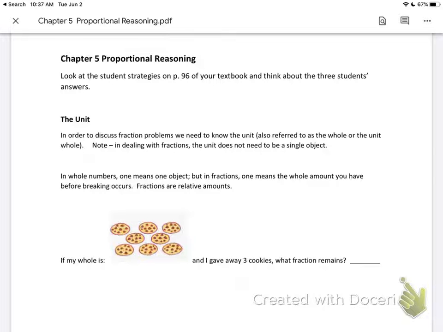Note, in dealing with fractions, the unit does not need to just be a single object. In whole numbers, 1 means one object, but in fractions, 1 means the whole amount you have before breaking occurs. So fractions are relative amounts. So if I have 8 cookies, so 1, 2, 3, 4, 5, 6, 7, 8 cookies, and I give away 3, what fraction remains? So what remains is going to be 5/8 of the whole.